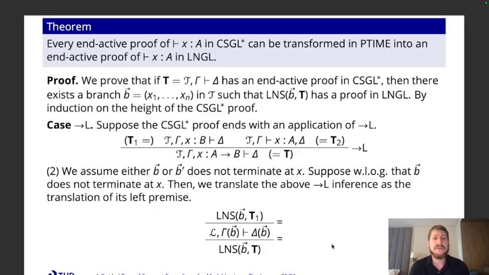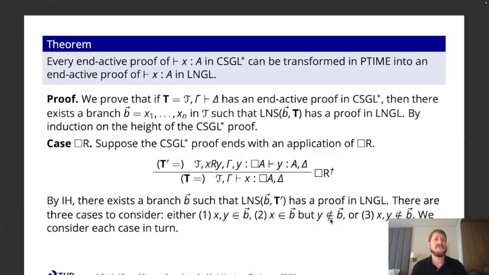Suppose that either B or B prime does not terminate at X. I'm going to suppose without loss of generality that B is the one that does not terminate at X. Well, in this case, what happens is, if we look at this inference rule, all of the action is happening at X. Right? That's where the only change is taking place. The rest of the tree sequents that are appearing in this rule application are completely unchanged if we ignore X. So that means that I can take the translation of the conclusion to be equal to the translation of the left premise. And so that pushes this case through.